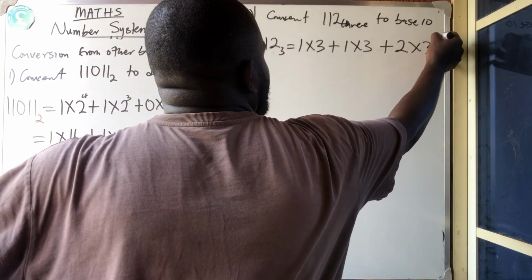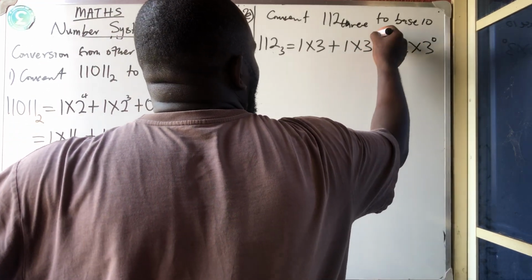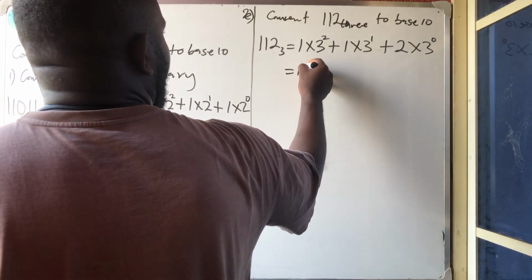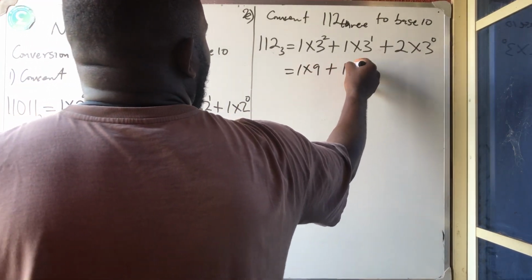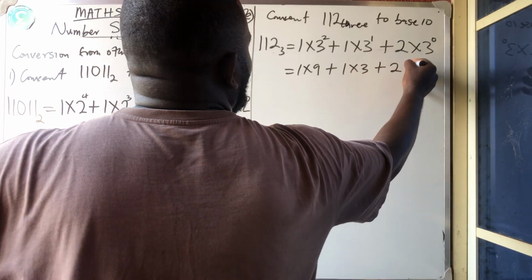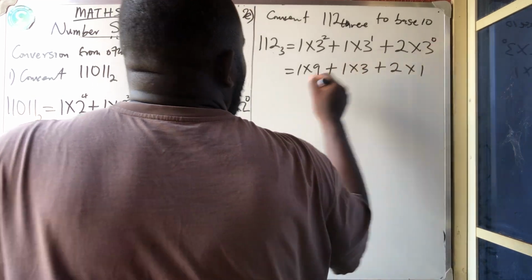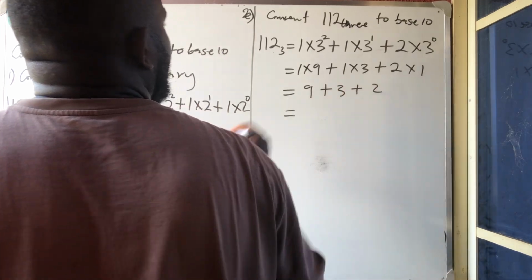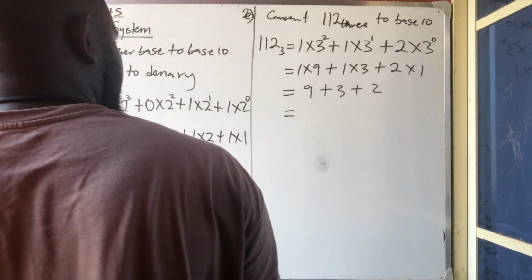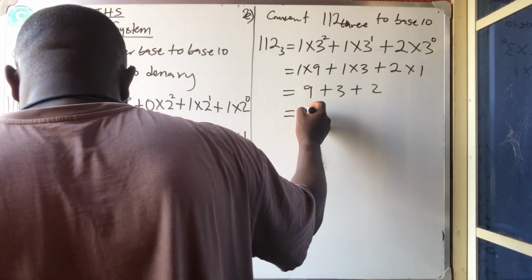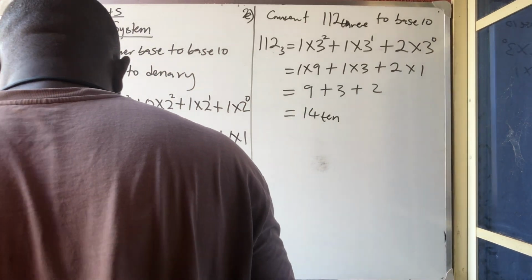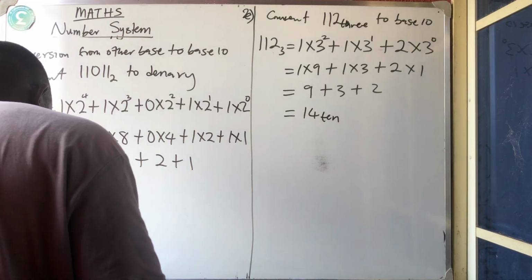So you start from the back, naming the powers 0, 1, and 2. You are done. So what do you have now? 1 times 9 plus 1 times 3 plus 2 times 1, because anything raised to power 0 is 1. So I'm having 9 plus 3 plus 2, which is 14. I'm having 14 in base 10.